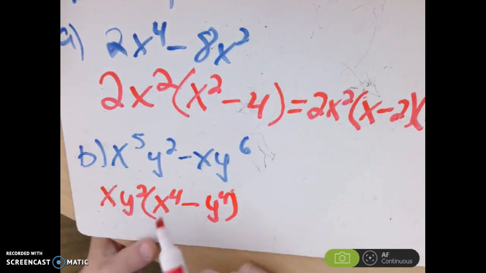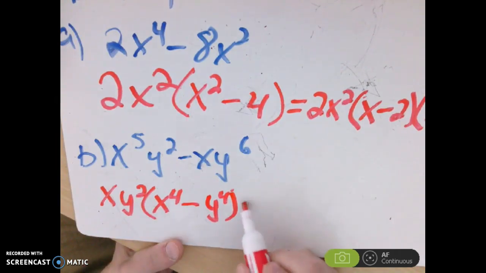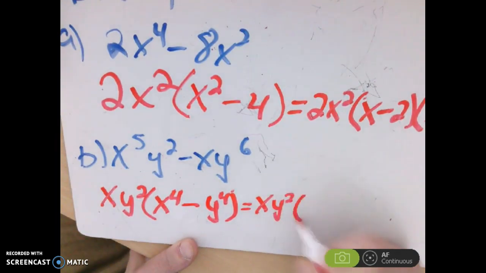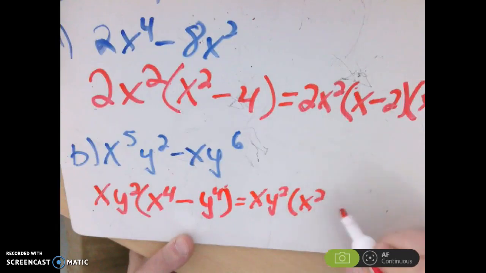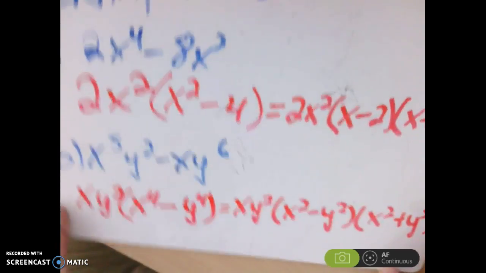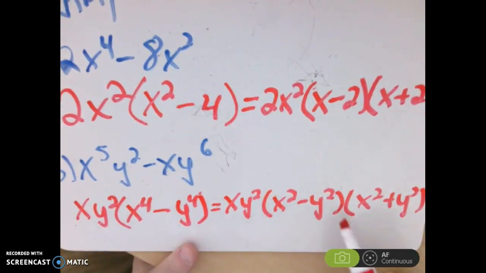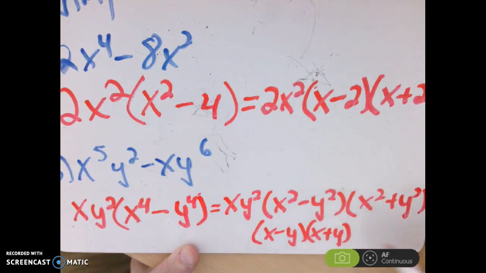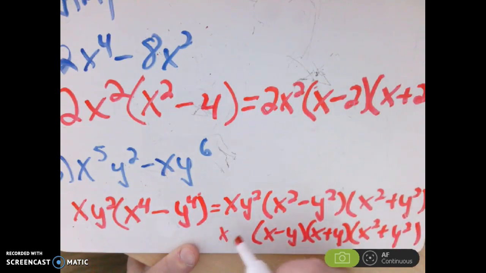So once again, x to the 4th is a perfect square. Y to the 4th is a perfect square. So I can do the difference of two squares. So I have x y squared times x squared minus y squared times x squared plus y squared. But I'm not done yet, am I? I still have the difference of two squares here. So I could expand this part out to x minus y times x plus y, and then I'll just bring down everything else along with it. x squared plus y squared, x y squared.